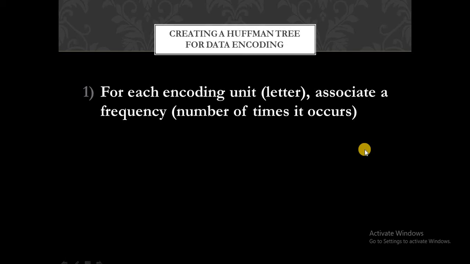Encoding units can be a letter, with an associative frequency. Suppose I take an example, the word computer. C is the letter. What is the frequency of letter C in the word computer? Only one. Second letter is O. What is the frequency of O in the word computer? Frequency means how many times the letter appeared in the text.